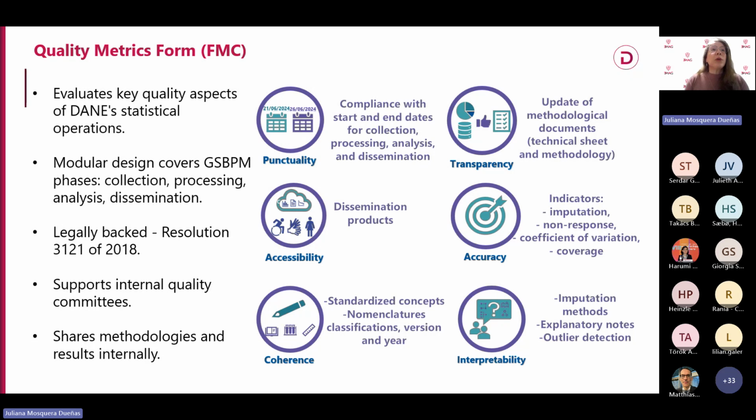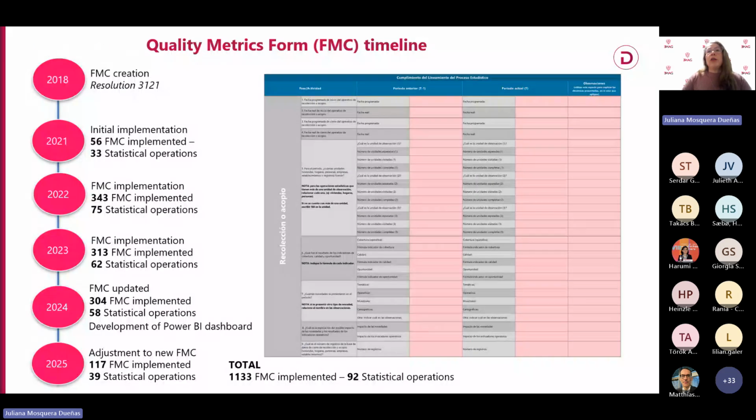Okay, next one. This is how the form looks. It's like an Excel file, and you have a column with the GSBPM phase, in this case collection. You have a set of activities that evaluate collection, and some indicators and questions that evaluate qualitative quality. We evaluate the current period as well as the last iteration of the operation.